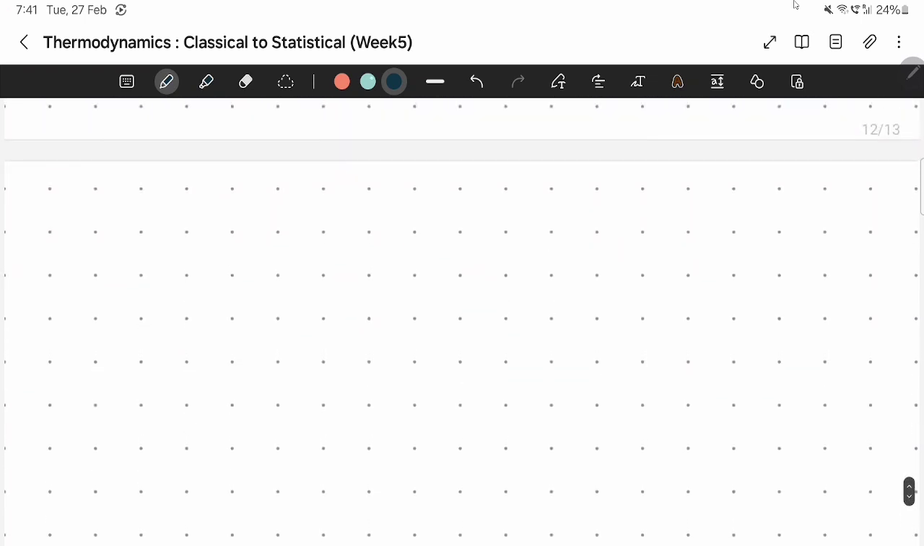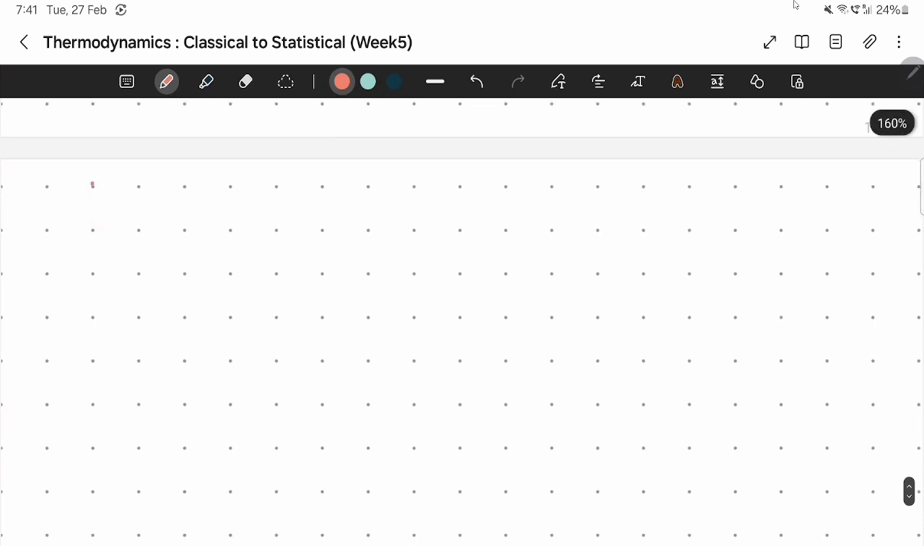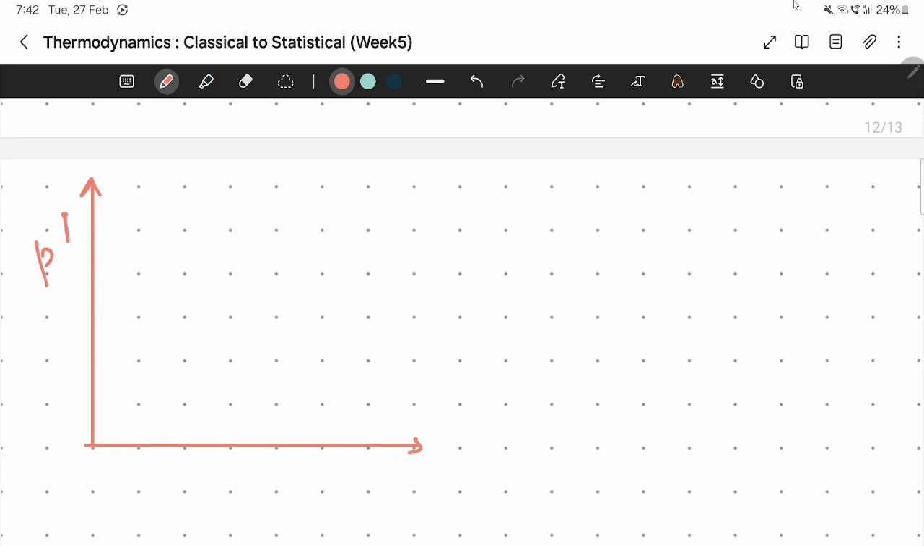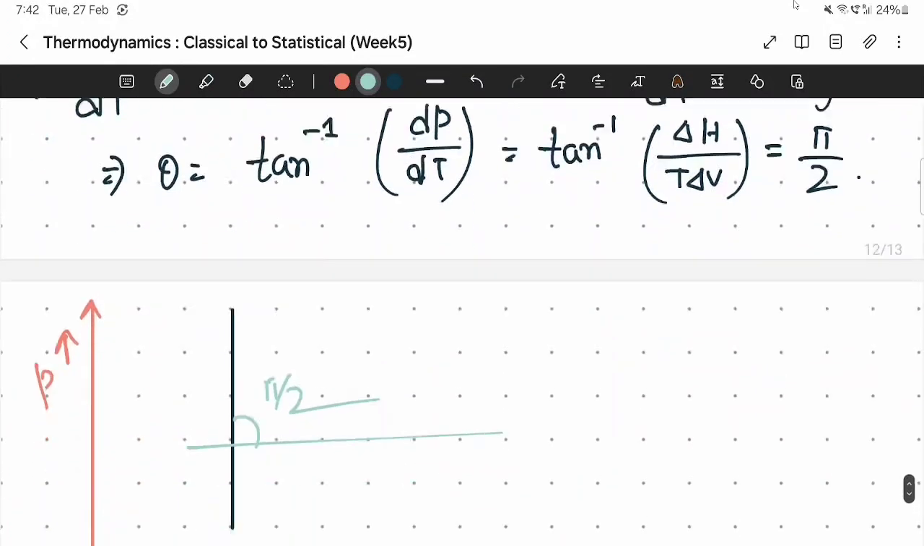So in that case, if the angle is pi by 2, how will the pressure-temperature curve look? It will be like this. Pi by 2 means the angle with the x-axis, how the slope is measured. This angle is pi by 2. So this is parallel to the y-axis, or pressure axis.